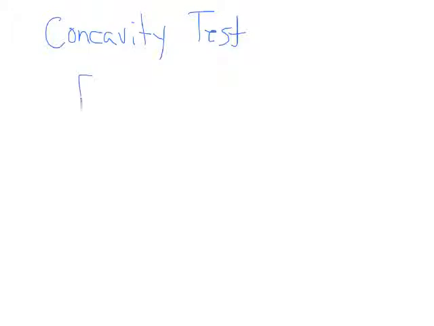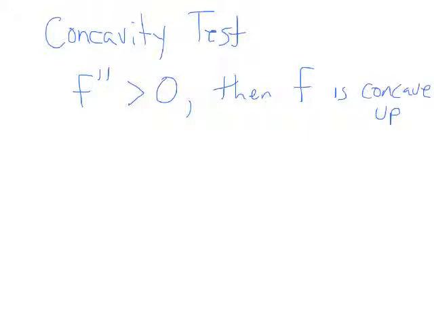Actually, before the second derivative test, let's look at the concavity test. And this tells us whether a function is concave up or concave down. So if our function is twice differentiable and we can find f double prime, so the second derivative, if f double prime is greater than 0, then f is concave up. Similarly, if f double prime is less than 0, then f is concave down.